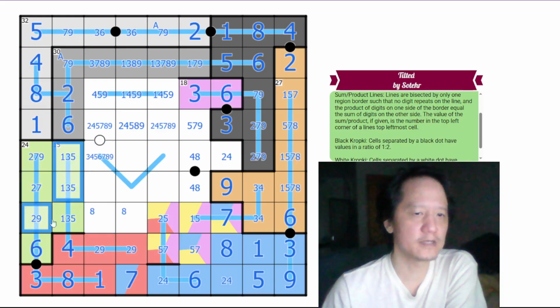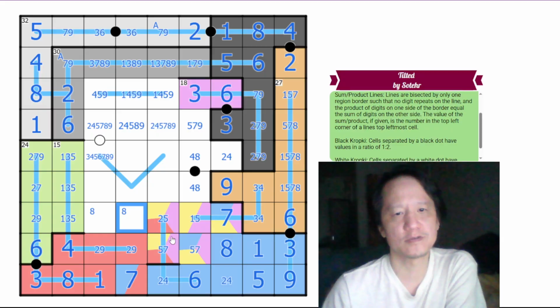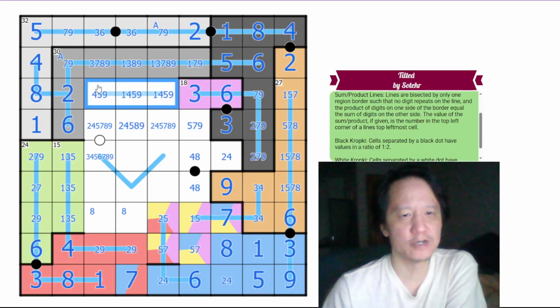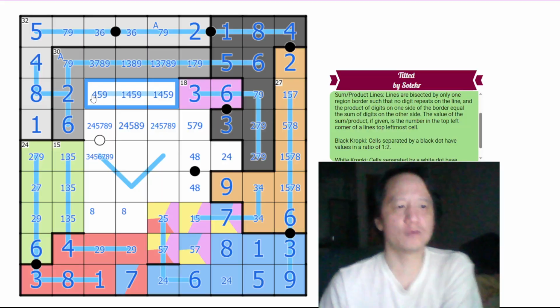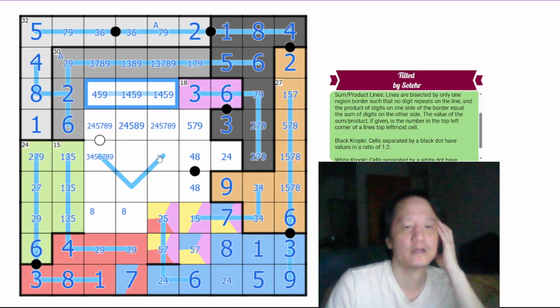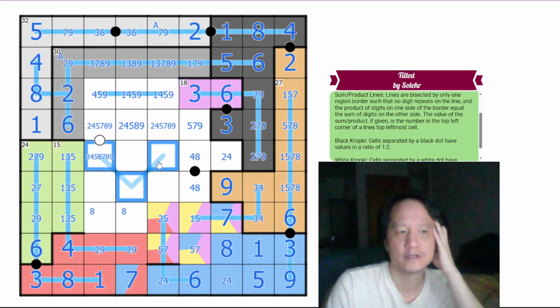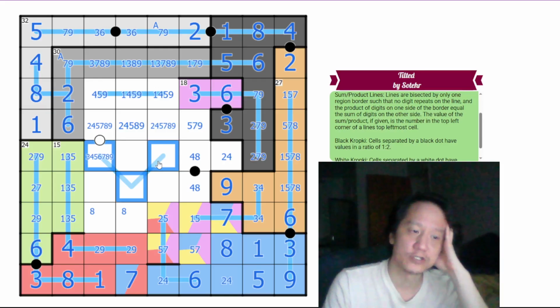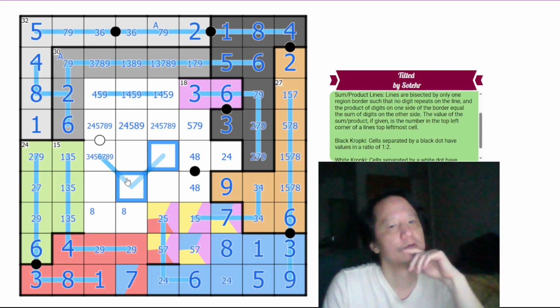The green needs access to a 4 and an 8. That's fine. These are just the sum of each other, right? So it's 4 with 1 adding up to 5, or 4 with 5 adding up to 9. Same with this, right? I mean, it could be a multiplication too here, but we just don't know.